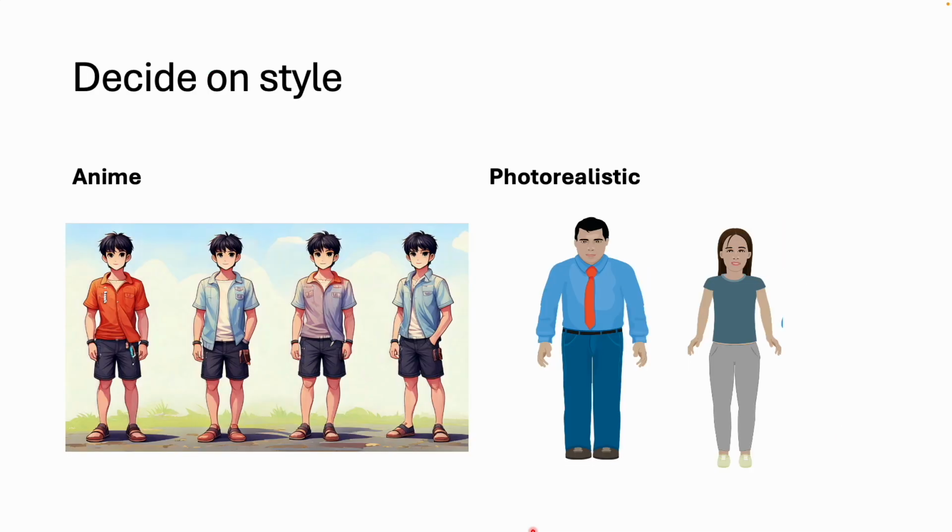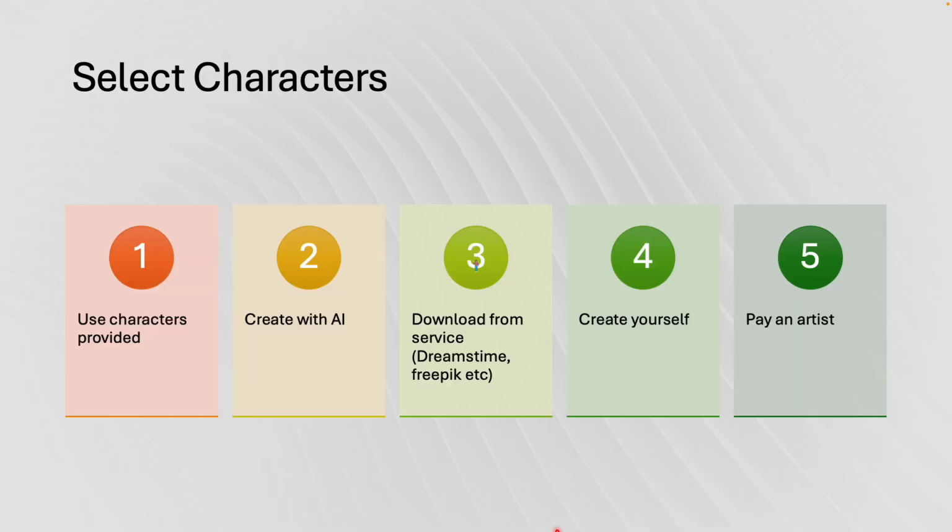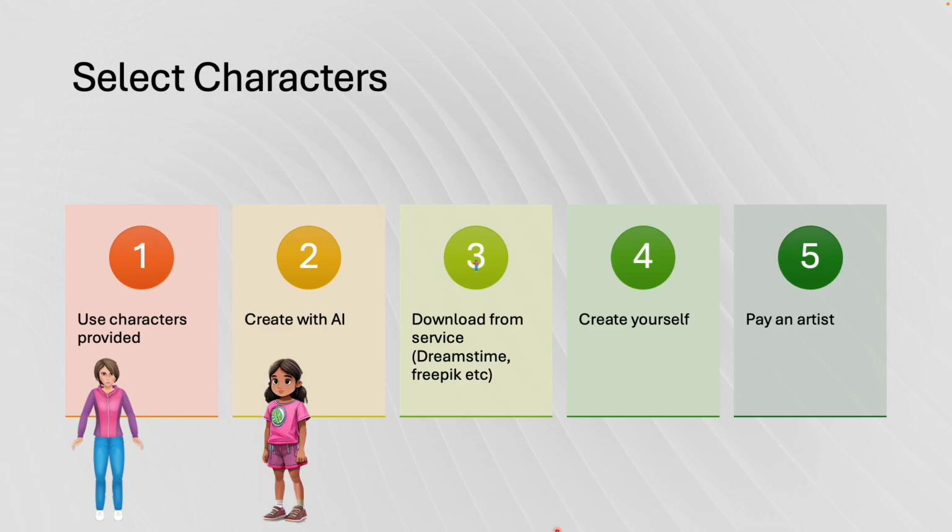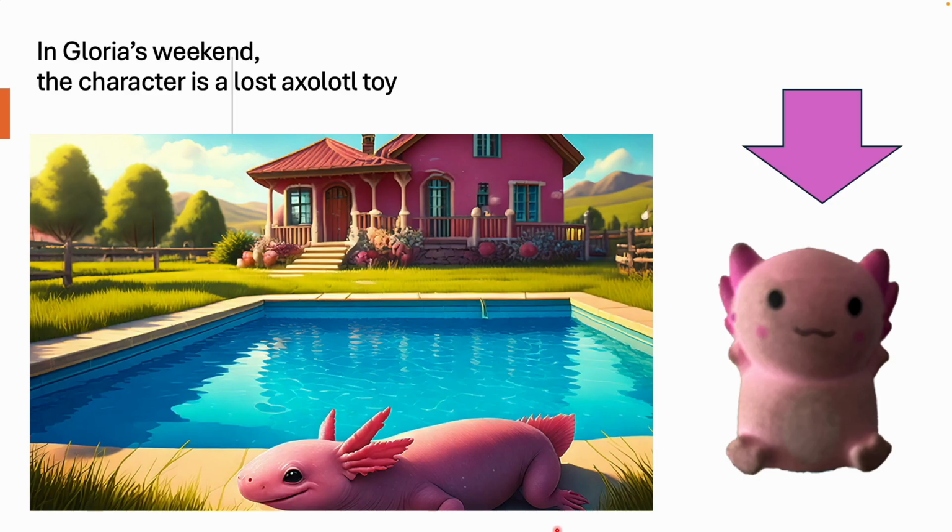Now, decide on a style. You can have an anime style, a photorealistic style, an 8-bit style, whatever you want. But I think it should be consistent throughout your game. Then select some characters. You can use characters that are provided in the images folder. You can create some characters yourself with AI. You can download characters from services like Dreamstime or Freepik, or you can even create some yourself. If you have a lot of money, you can pay an artist. However, again, this doesn't need to be fancy. In the Glorious Weekend game, the character is a lost axolotl toy.